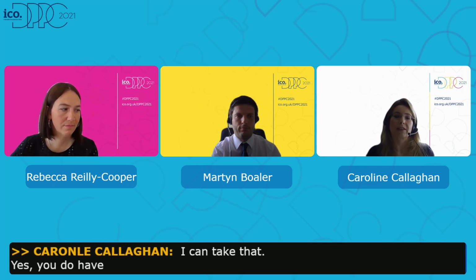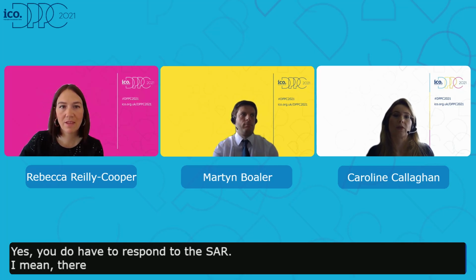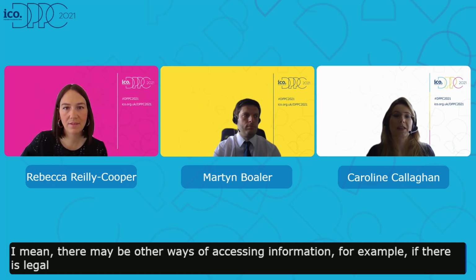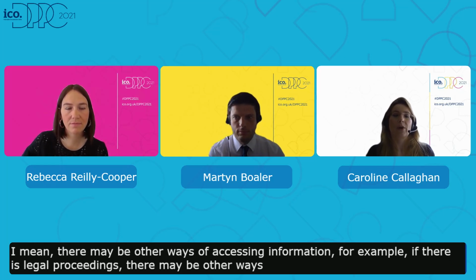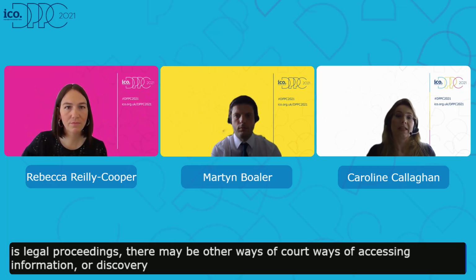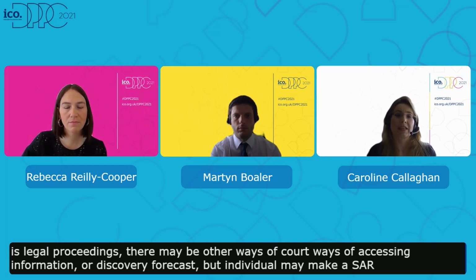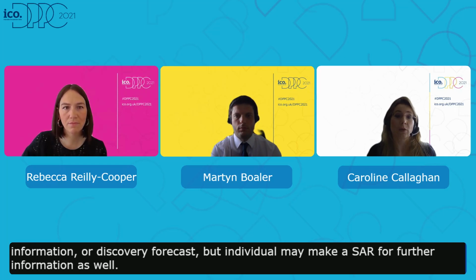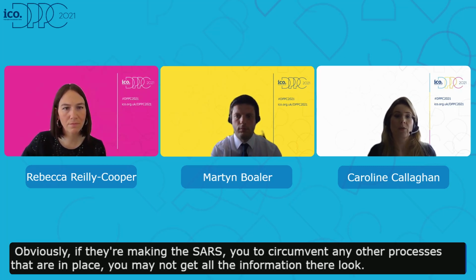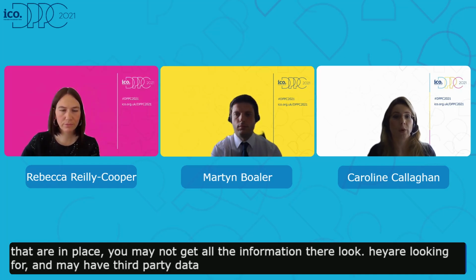I mean, there may be other ways of accessing information. For example, if there's legal proceedings, there may be other court mechanisms of accessing information, or a discovery process. However, individuals may make a SAR for their information as well. Obviously, if they're making the SAR to circumvent any other processes that are in place, they may not get all the information they're looking for, on the basis that they're only going to get their own personal information. So they will have third-party data redacted from the information that they receive. So depending on what their purpose is, it may have limited use for them.